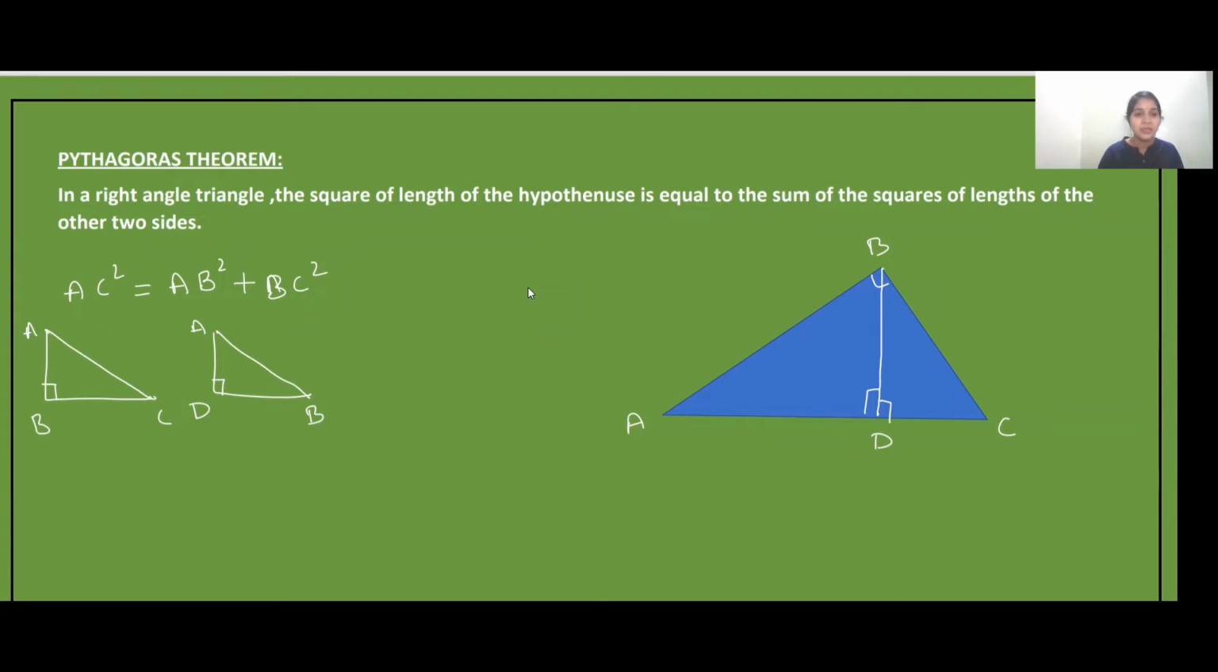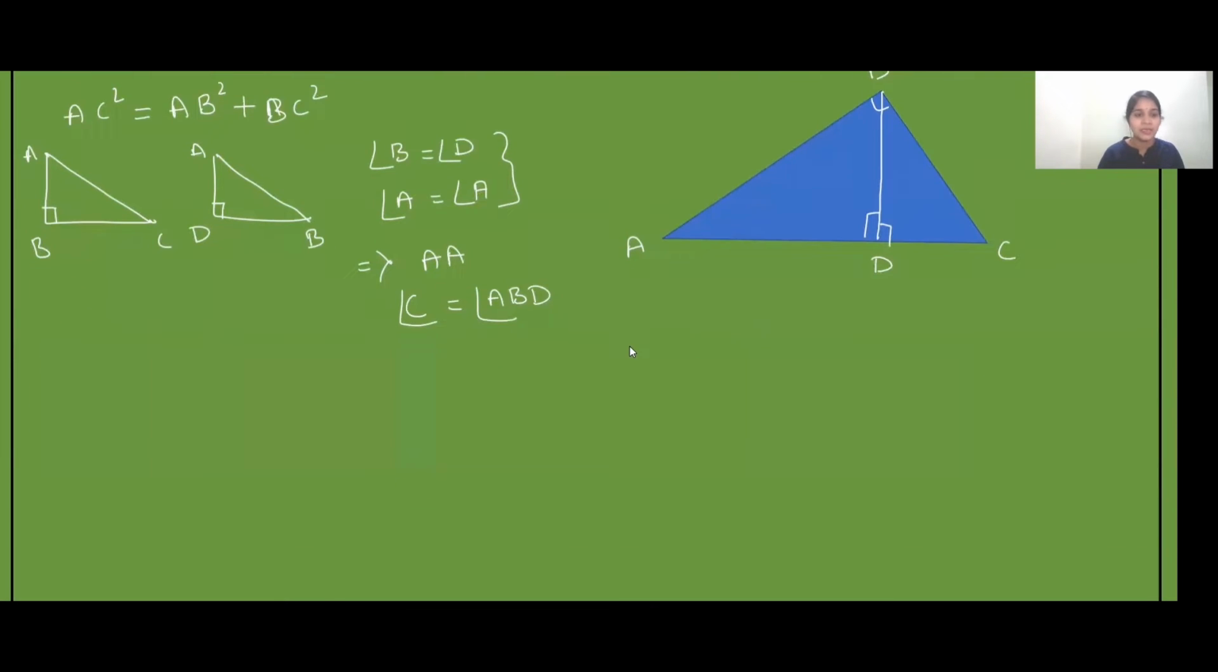Now in these two cases, if we observe, angle B is equal to angle D, right? And angle A is common for both of these. So from these two, by angle criterion, angle C will be equal to angle ABD. So in this case, we can say that these two triangles are similar to each other.